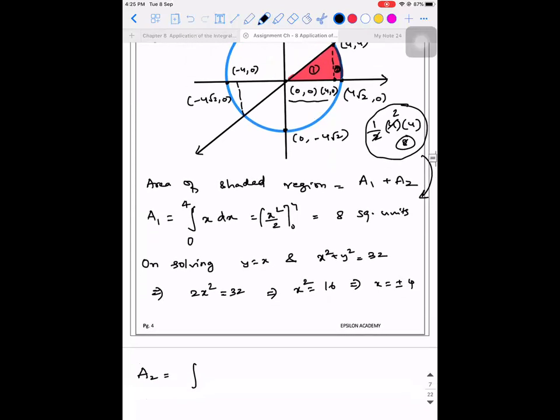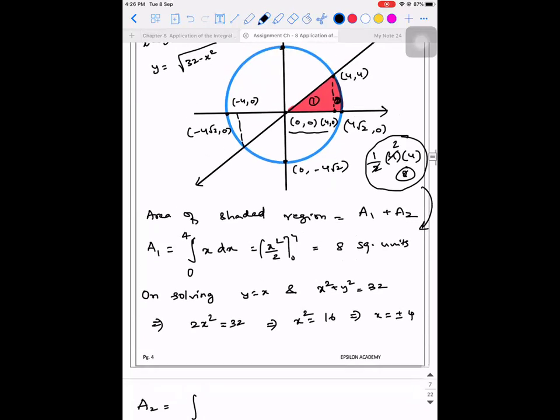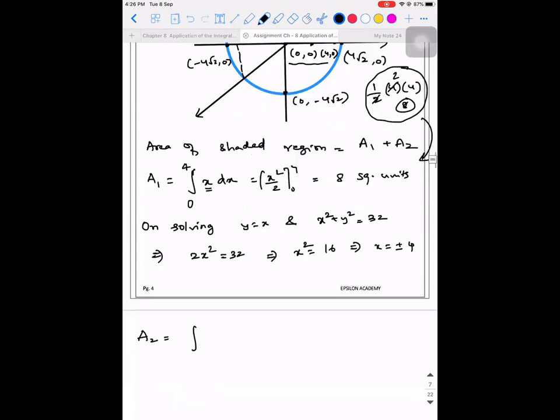Whereas the second region is bound by which curve? Sir, how is it x dx? Can you explain, sir? In this area, what is the line? It is the line which is making the area with the x-axis. So you should write the equation of line, not the circle. Whereas in the second part, if you observe, it is the circle that is making the area with the x-axis. Correct?